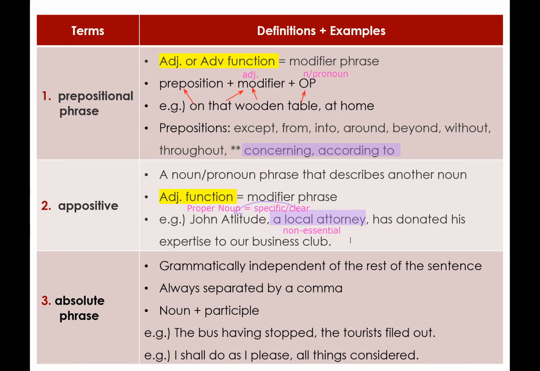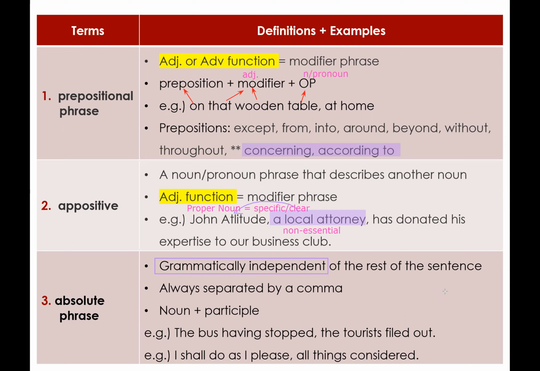All right. And our third phrase, something we haven't dedicated a whole lesson to talking about because it is not as important and it's not essential for students who are taking the SAT. So an absolute phrase, remember one thing, it is grammatically independent of the rest of the sentence, meaning that you can cross it out and you will still have a complete sentence.